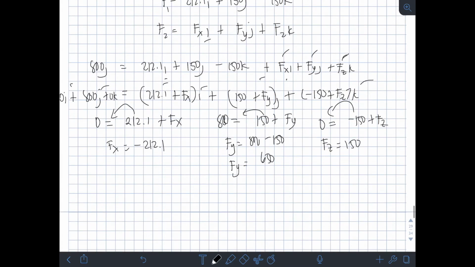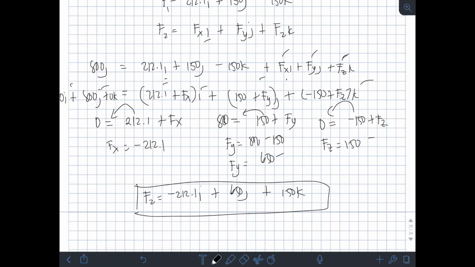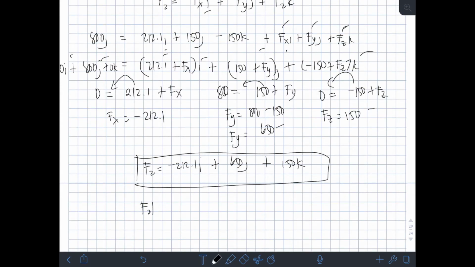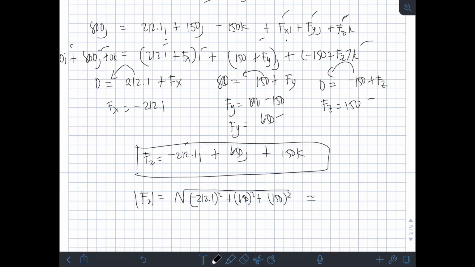Okay? So, therefore, meron na tayong f2. So, fxi, so negative 212.1i plus fyj, which is 650j, then plus fzk, which is 150k. So, therefore, this is the required vector f2. Okay? Now, pinapahanap yung magnitude. So, magnitude ni f2 will be square root nung sum ng squares ng ijk component. So, negative 212.1 squared plus 650 squared plus 150 squared. So, using calculator, approximately it is 700 Newton.